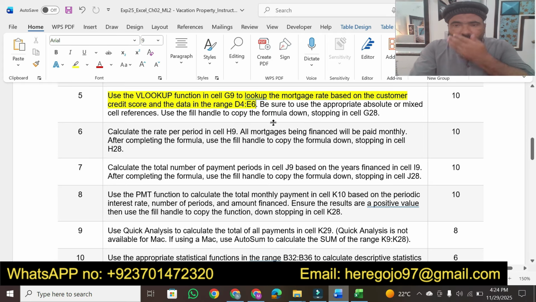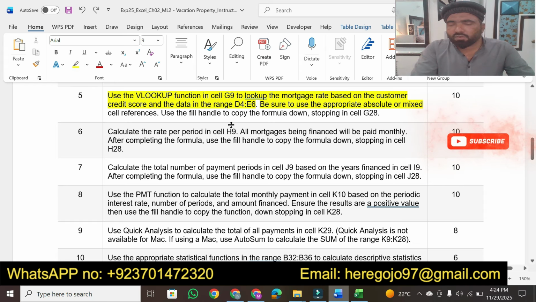So we again just read this one. Be sure to use appropriate absolute or mixed cell references. Okay, and after that we have to use the fill handle to copy the formula there.